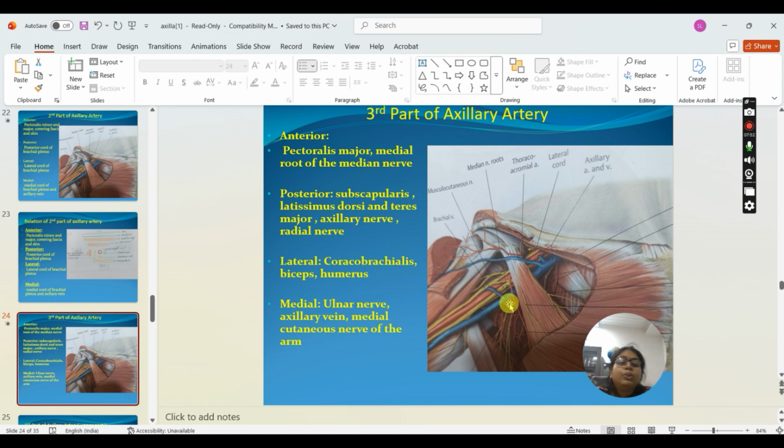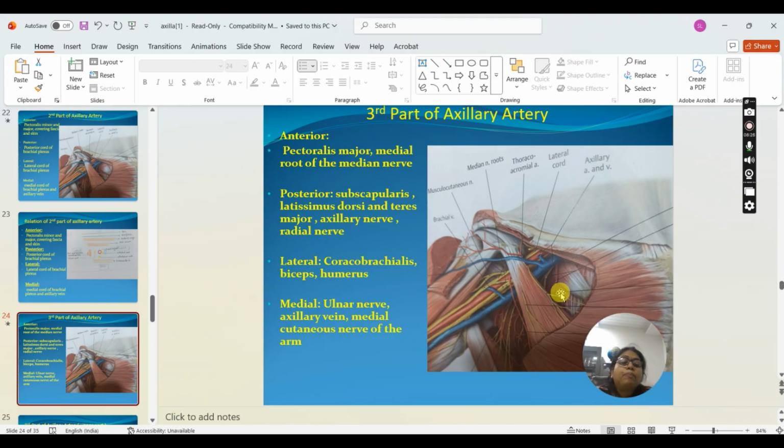Okay. So here you can see one nerve is crossing the axillary artery. This nerve is the medial root of the median nerve, which unites with the lateral root of the median nerve to form the trunk of the median nerve. So what is running lateral to the axillary artery is the trunk of the median nerve.